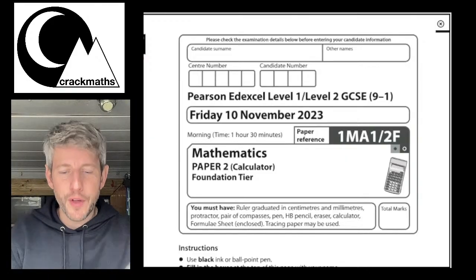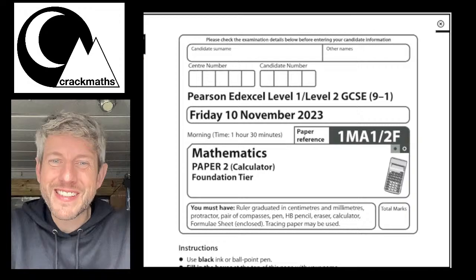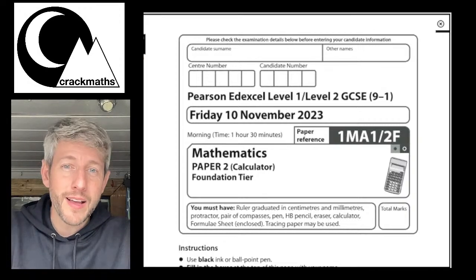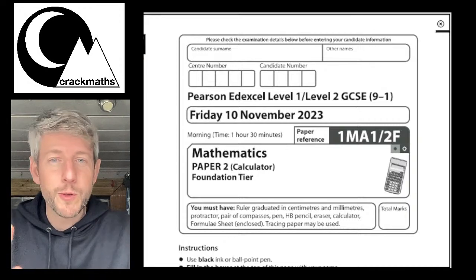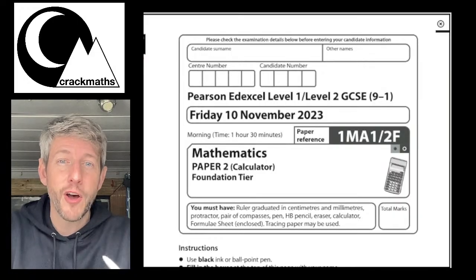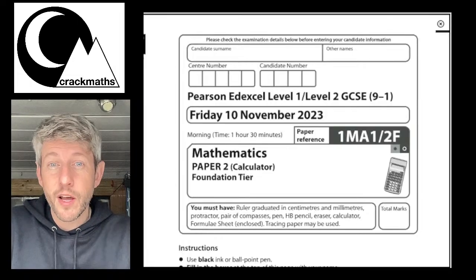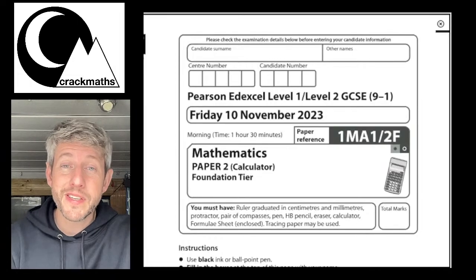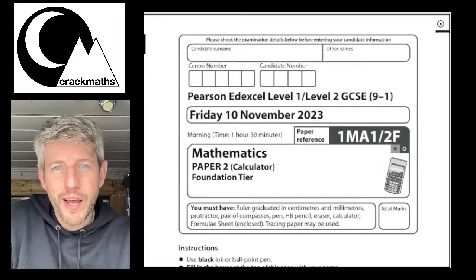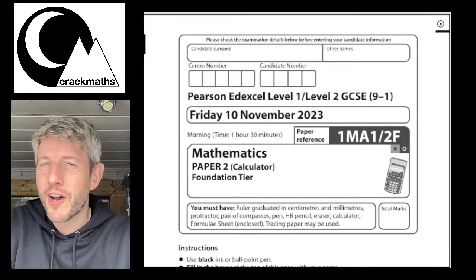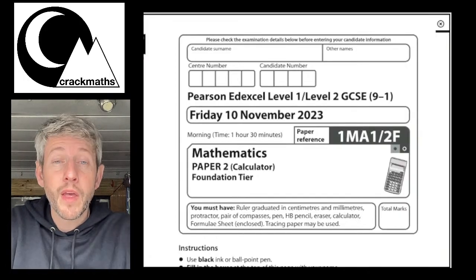So I've got here a GCSE paper. As I mentioned, functional skills and GCSE maths have a massive overlap. So at the moment, because it's the GCSE season, I'm going through some GCSE past papers in these live lessons so that you can have a look and have a go.